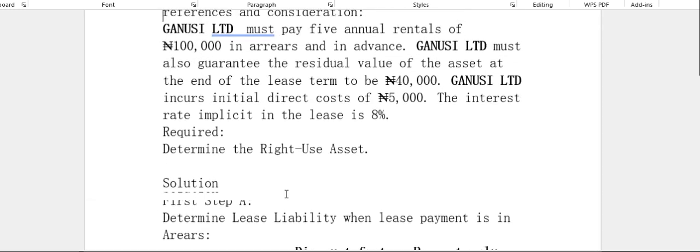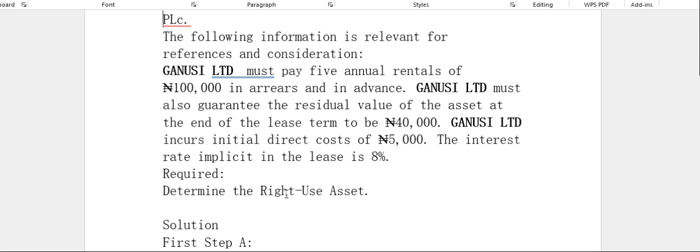So from this question, you can see that we don't have the future dismantling cost, but we have direct costs, and then we have what we call lease payment. It is this lease payment that we will use to determine the lease liability. So the first step under the right of use asset determination is to determine the lease liability. And how do you do it?